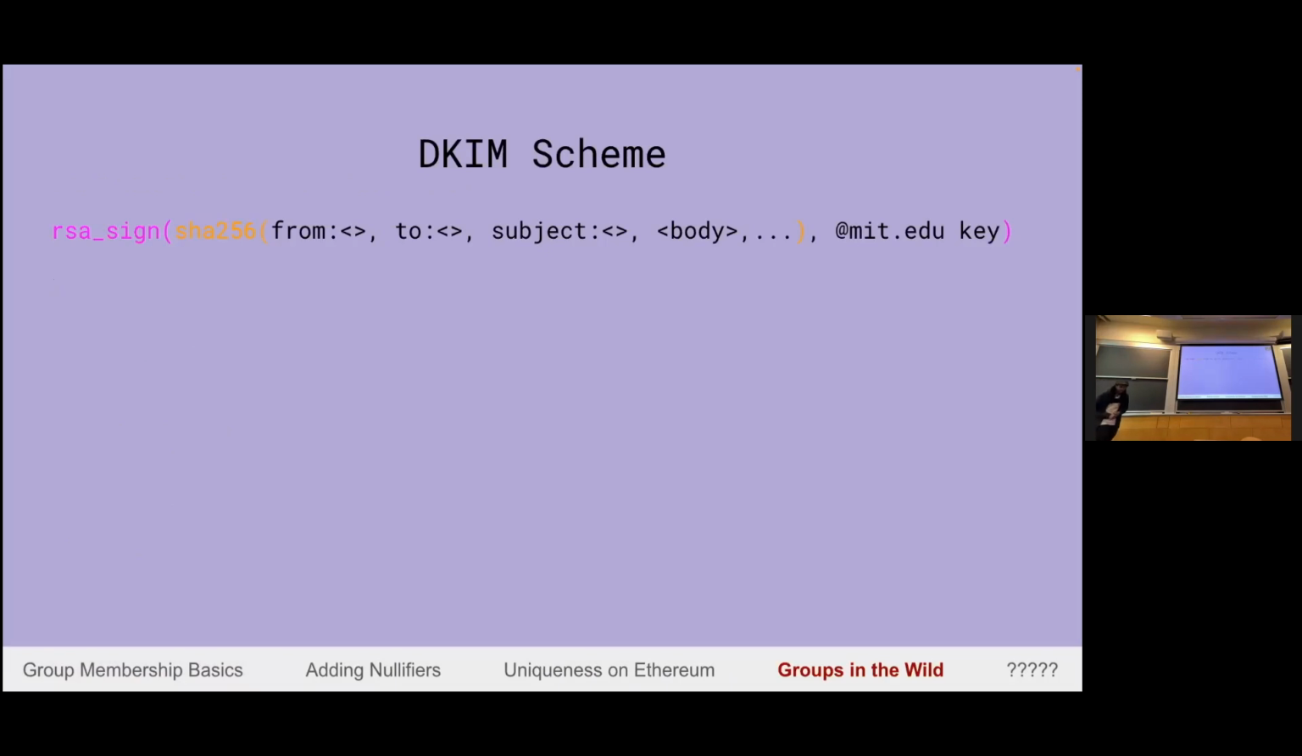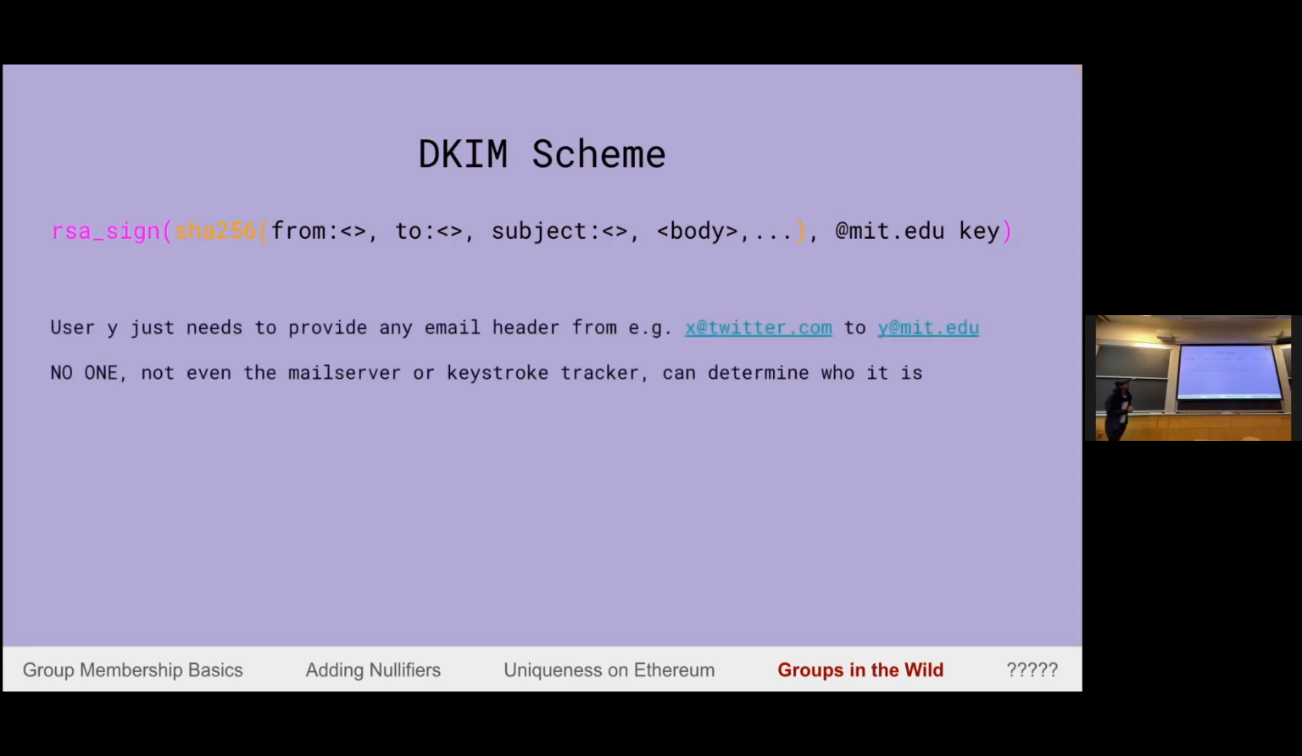To dig into how we might get interesting ZK primitives out of this, we have to dig into exactly what the signature is doing. So what precisely is the signature scheme used in email, called DKIM? It is the RSA signature of the SHA-256 hash of all of the things in the email: the from, the to, the subject, the body, and that is signed with a key. So it can be signed with MIT.edu's mail server key, which everyone knows the public key of. And just as a quick check, can people raise their hand if they know roughly how the RSA signature algorithm works? Okay, that's basically everyone. Great.